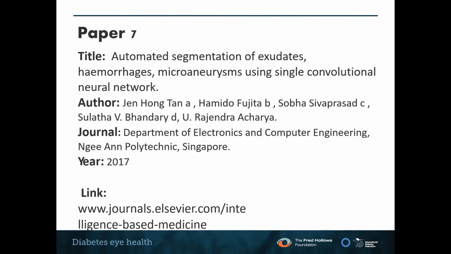Thank you, Shilpa. The paper I'm going to present is paper 7, Automated Segmentation of Exudates, Hemorrhages, Microaneurysms using Single Convolutional Neural Network. Authors: Jen Hong Tan, Hamido Fujita, Shobha Sivaprasad, and others. Journal, Department of Electronics and Computer Engineering, Ngee Ann Polytechnic, Singapore. Year 2017.